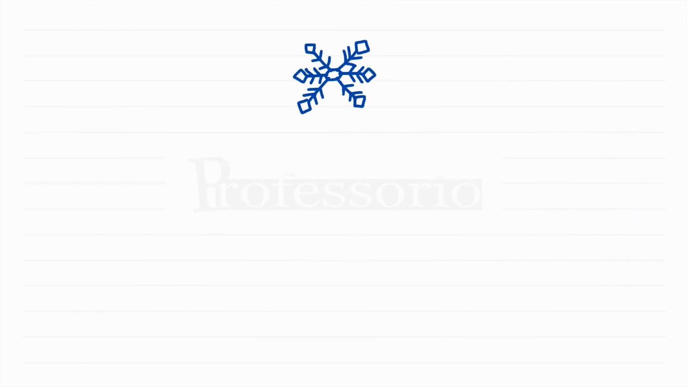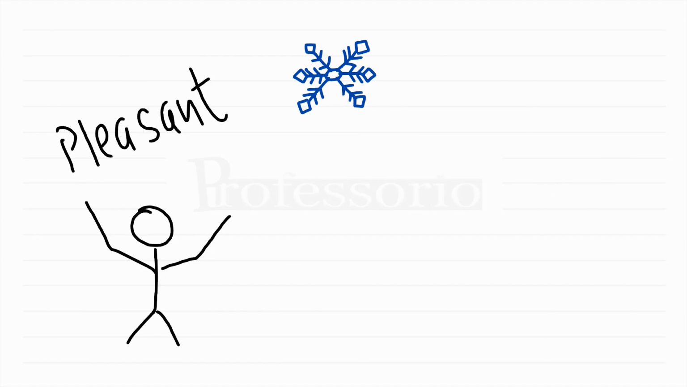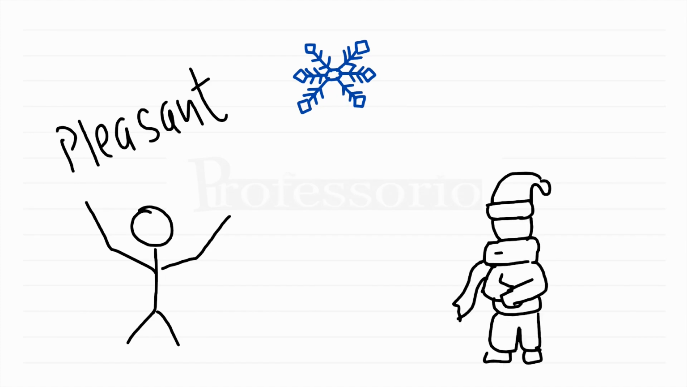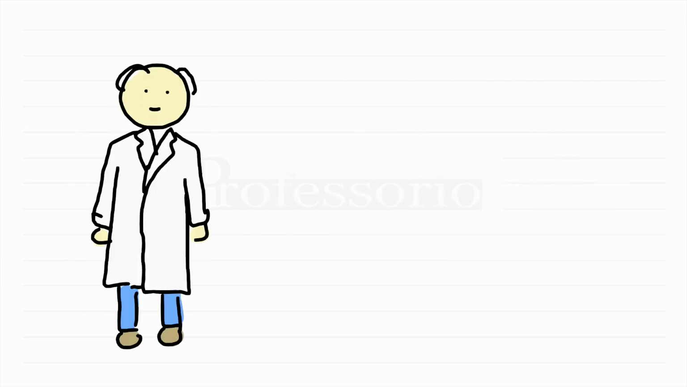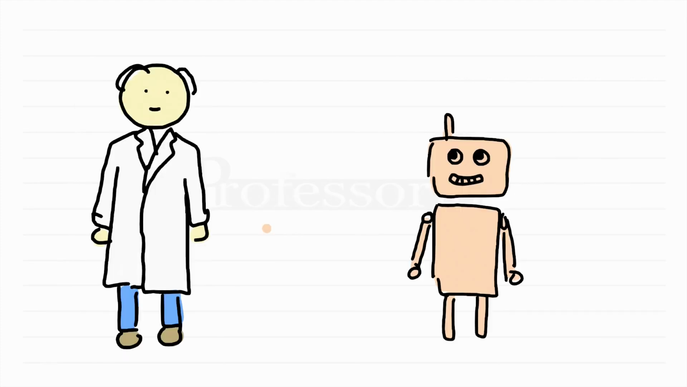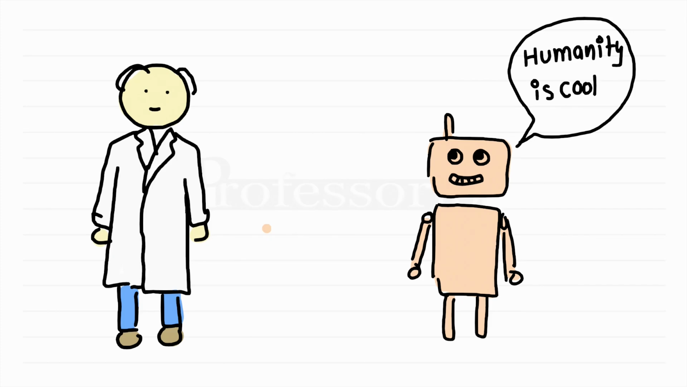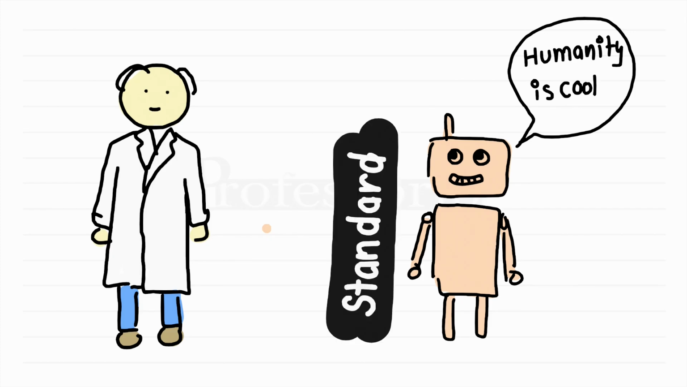Or think of the winters. One person says the weather is pleasant now, while another one bundles up in a sweater and a scarf. So clearly, the sense of hot and cold depends on who is experiencing it. It's subjective. So scientists needed something that would give the same response no matter who was using it, a kind of standard. But how do you measure something you can't even see?